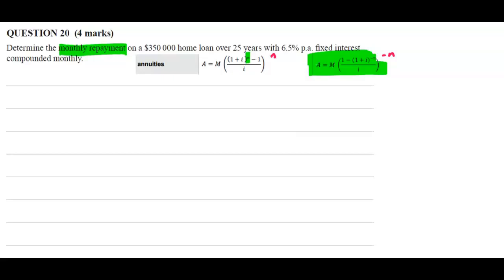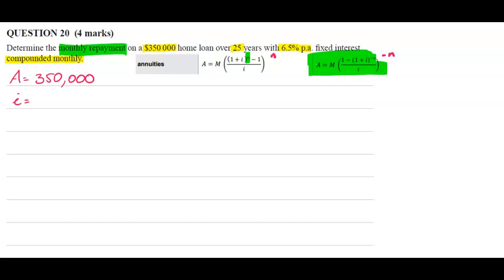So let's have a look here. I borrowed $350,000 for a period of 25 years at 6.5% per annum, compounding monthly. Now, I want to find the monthly repayment. So let's write down our key information. So A in this scenario is $350,000. i is going to be 6.5%, but we don't use 6.5% in an equation.